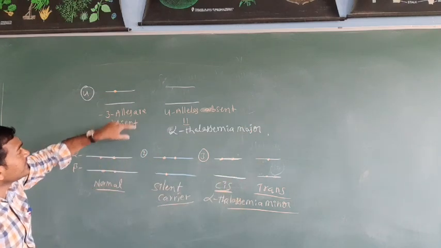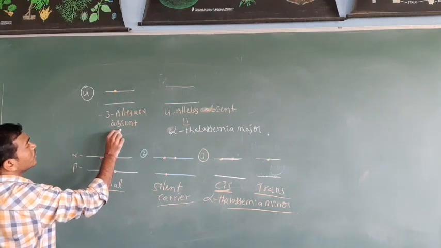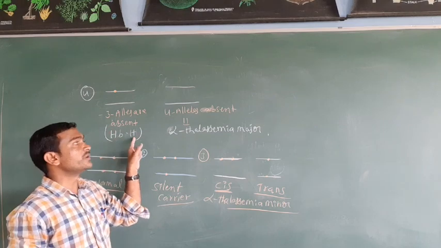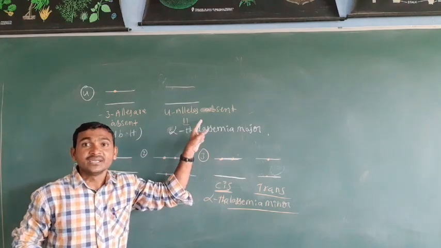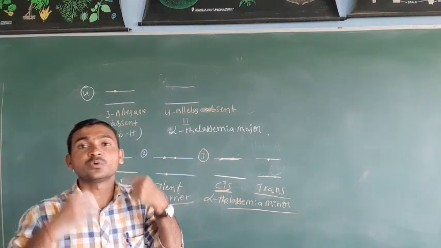What about where the three alleles are absent? This type of hemoglobin is called hemoglobin H. This is alpha thalassemia major. If it is like that, it is compulsory that the particular infected person is going to die.